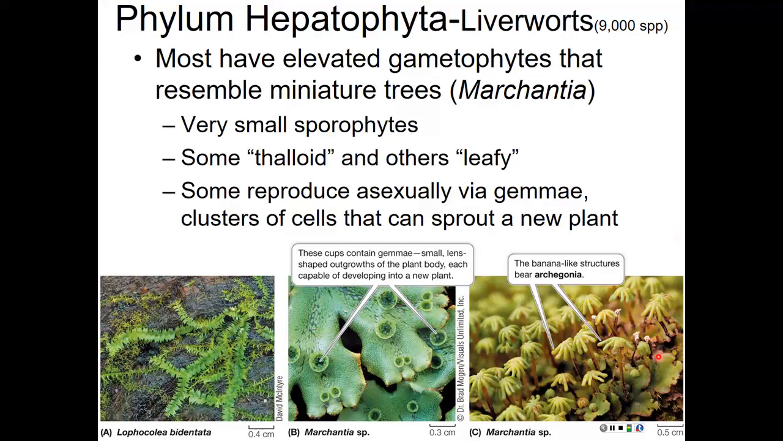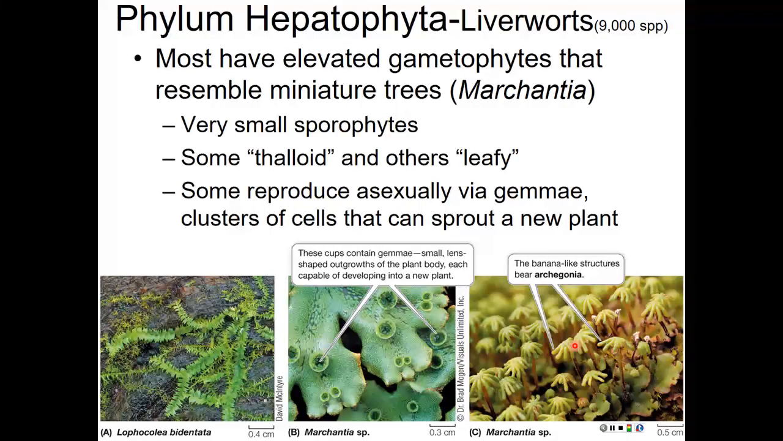These little tree-like structures, in this case, are the female ones that are bearing the archegonia, which are the female gametangia. So this is where we would find the eggs. This structure is involved in sexual reproduction.